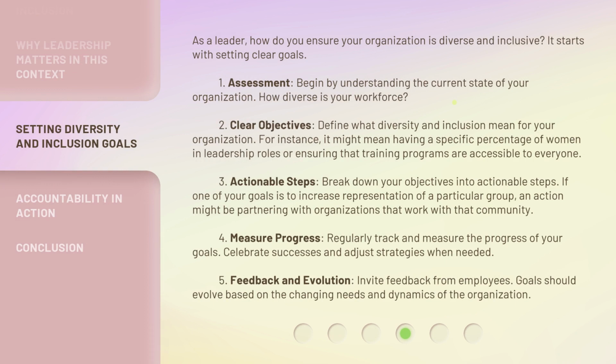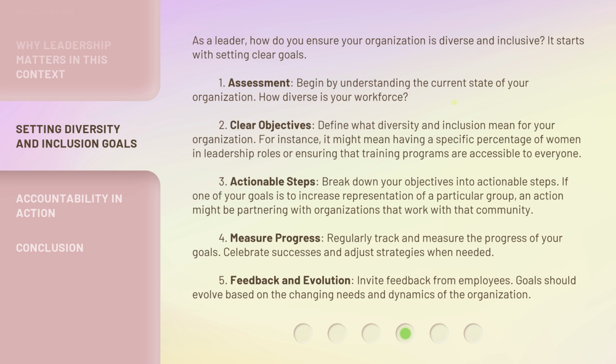As a leader, how do you ensure your organization is diverse and inclusive? It starts with setting clear goals. 1. Assessment. Begin by understanding the current state of your organization. How diverse is your workforce? 2. Clear objectives. Define what diversity and inclusion mean for your organization.